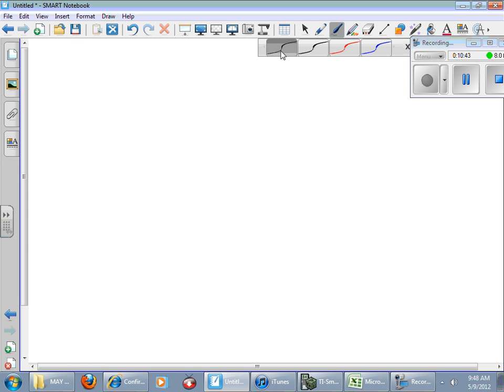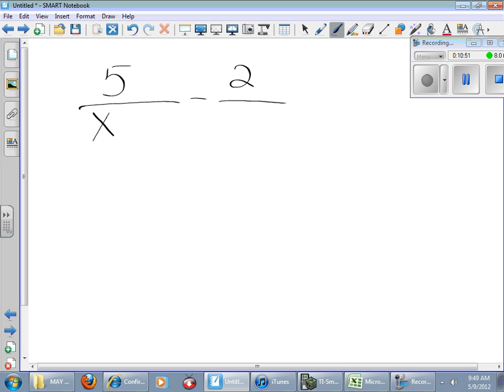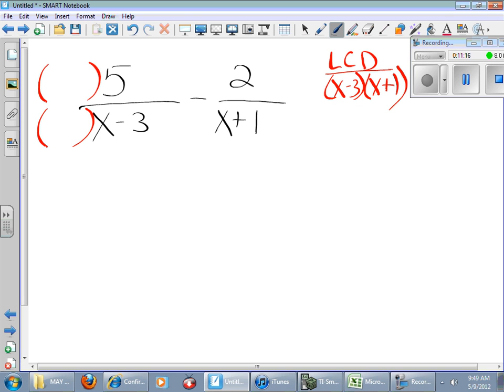Let's say I have the problem 5 over x minus 2 over x plus 1. Actually, let me change that. Let me make that minus 3 right there. Okay, again, I need to get the common denominator. So I go looking for my LCD. I know I need a quantity of x minus 3 times the quantity of x plus 1. Right? I need to get the common denominator, so I multiply each fraction by that special form of 1.